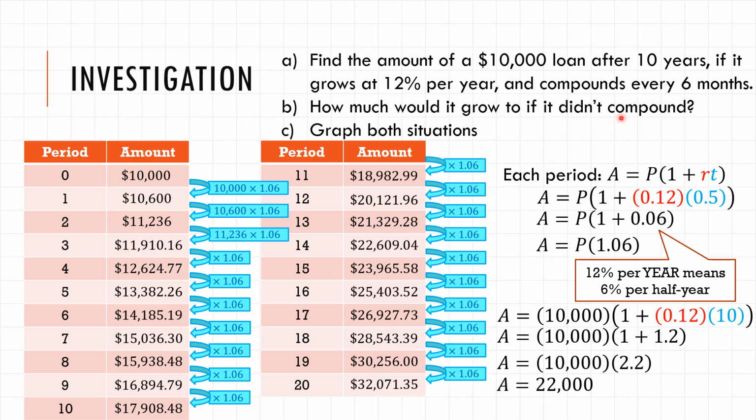Now notice the difference between these two. The interest rate was the same, but just because we compounded it every 6 months, it grew to more than $10,000 higher than it would have if it did not compound.